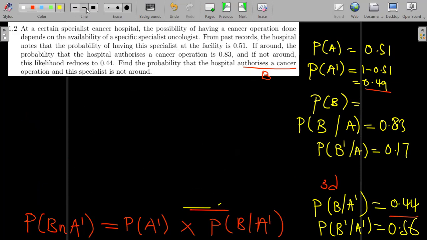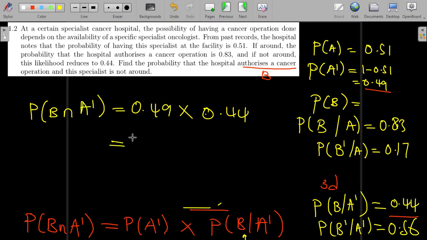So now let's just substitute the values. The probability that the hospital authorizes the cancer operation and the specialist is not around is equal to the probability that the specialist is not around, which is 0.49, multiplied by the probability that the hospital authorizes the cancer operation, given that the specialist is not around, which is what? 0.44.